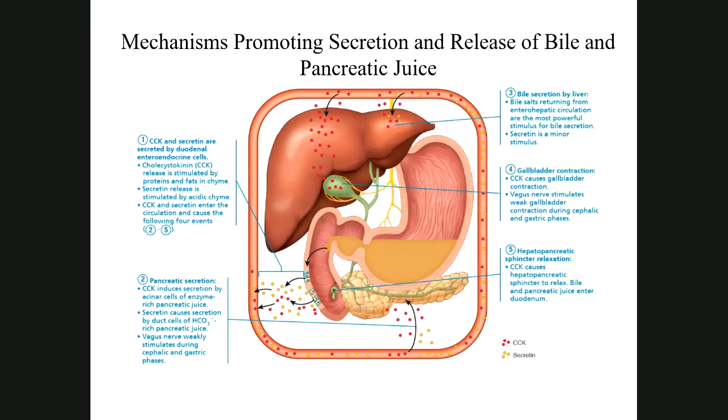So it is in the circulation, the bile. Now the bile is rich in the pancreatic enzymes and bicarbonate. And don't forget that the cephalic and gastric phases are also weakly stimulated. The bile returns from the enterohepatic circulation into the liver.